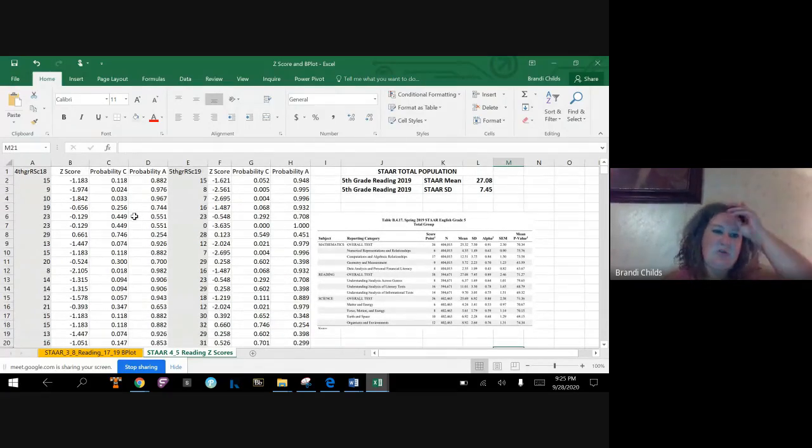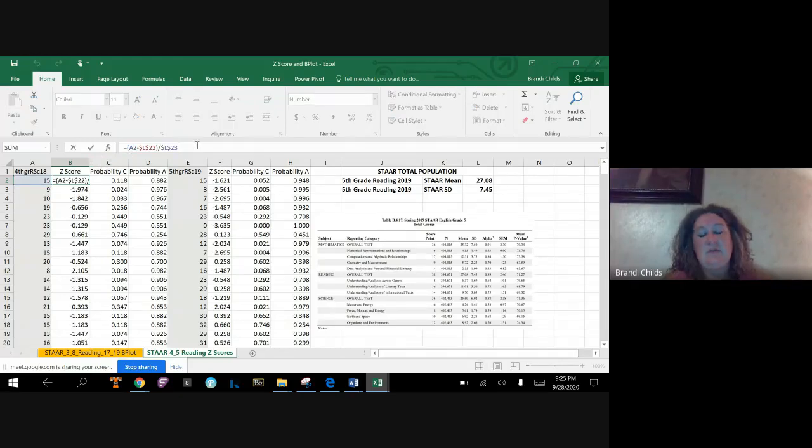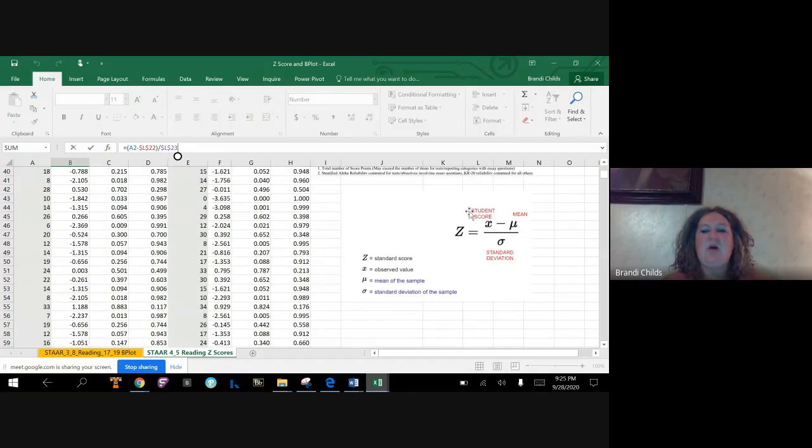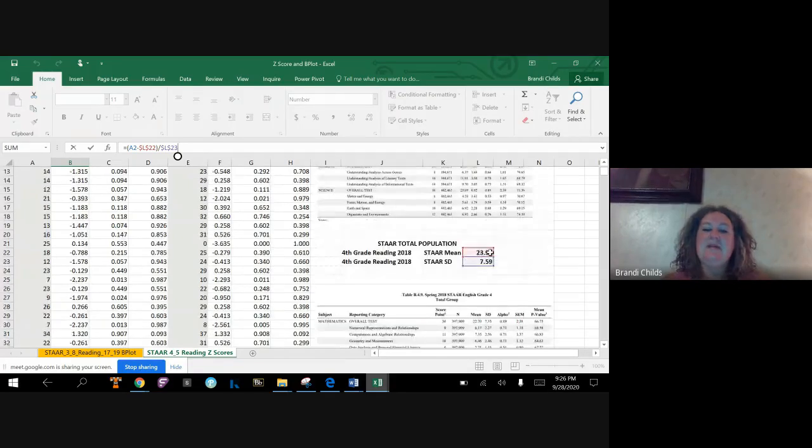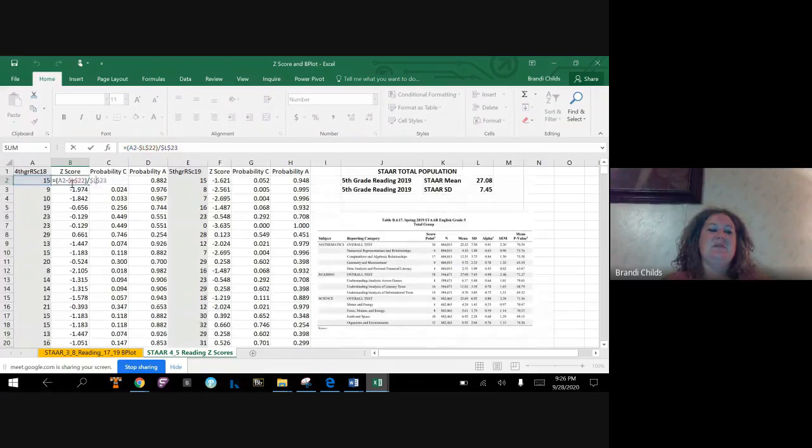And then of course, we're going to learn a little bit more as we go on into the semester. But to be able to get this score, it is simply, you can do equals, and you're just taking that raw score. I actually put the formula here just to remind me: the raw score minus the mean, divided by the standard deviation. So here was my mean, so I'm going to take the raw score, subtract the mean, and then divide it by the standard deviation. And that actually gives me the Z-score.